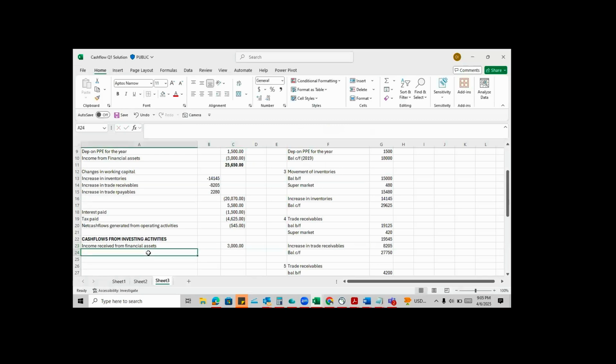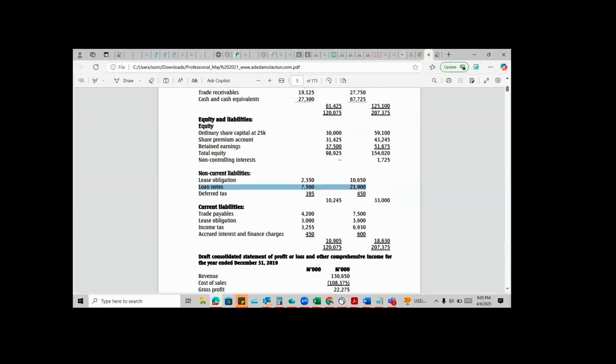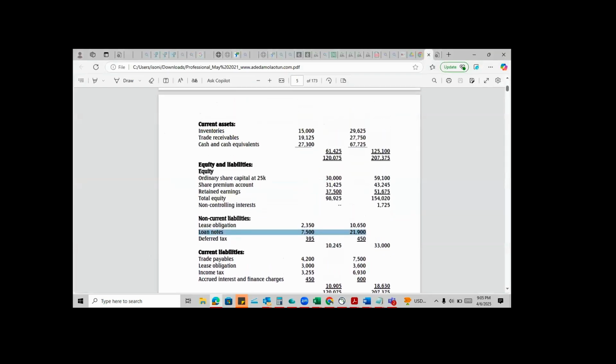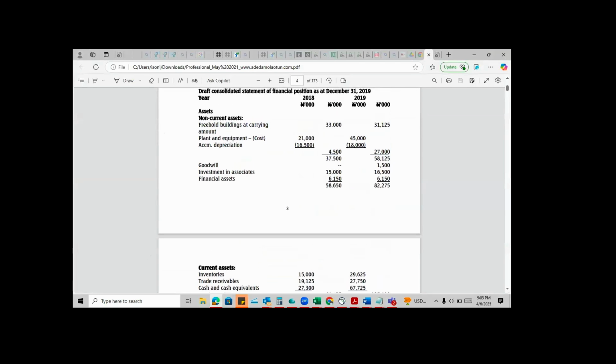Okay. Now let's move on to other investing activities. I have said your investing activities, don't bother yourself too much. Just go to your PPE or your non-current assets and look at the movement you have in your non-current assets. Now, I won't bother about goodwill.